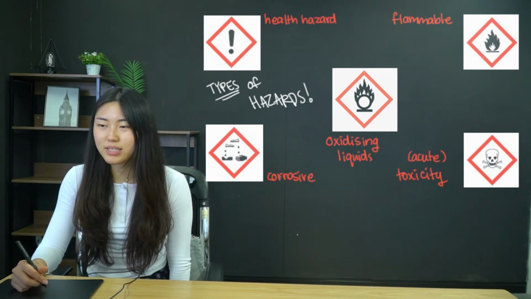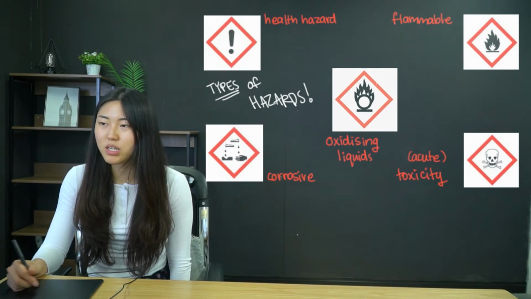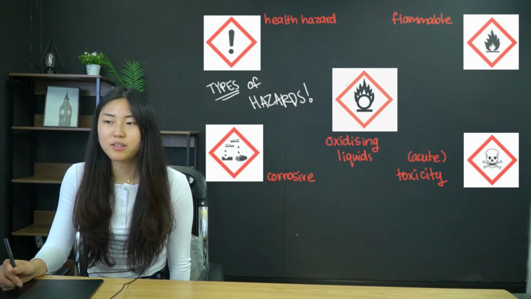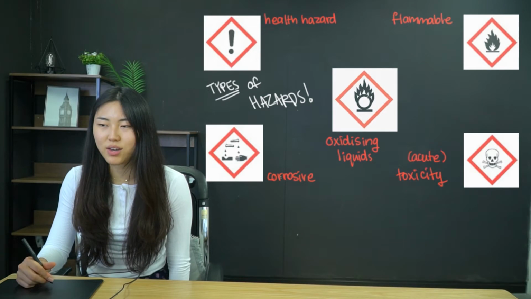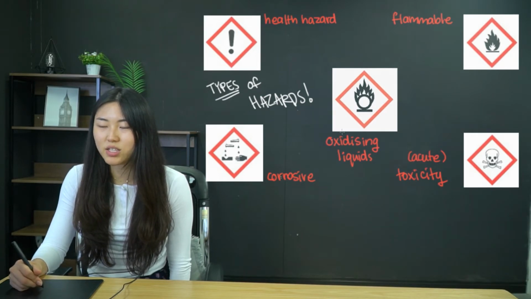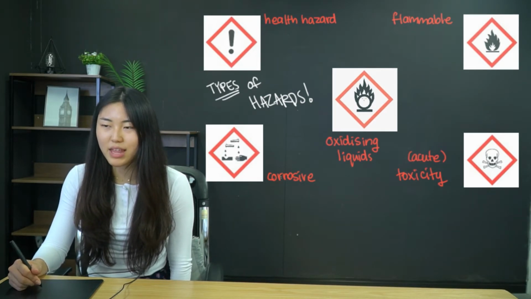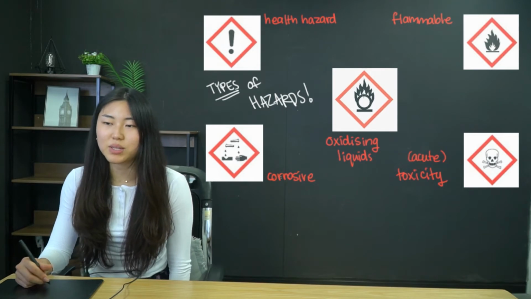And over here, this sign actually looks very similar to the flammable sign, so you should be careful. But this is for oxidizing liquids, okay? So there is a circle right in the middle of the flame. That is an oxidizing liquid sign, okay?